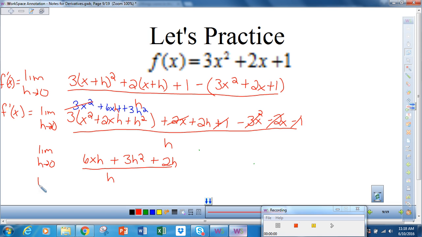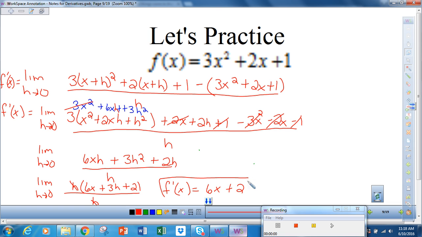So factoring out an h, I get the limit as h approaches 0 of h times the quantity 6x plus 3h plus 2 all over h. And then those h's cancel out, and this goes to 0 because I'm doing a direct substitution. This one will go to 0, and I am left with f prime of x is equal to 6x plus 2. And that's my final answer.